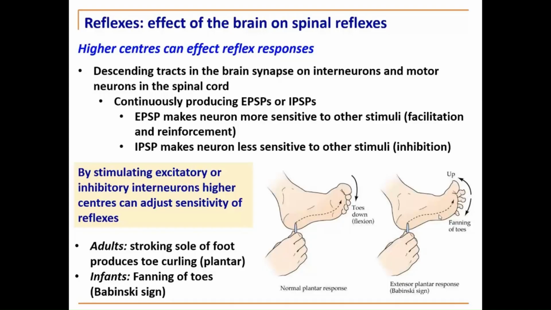In other words, infants are born with fanning of the toes, but as the descending motor pathways develop, the Babinski sign starts to disappear. But if either the higher centers or the descending tracts are damaged, then the Babinski sign can reappear in an adult. As a result, this reflex is often tested if CNS injury is suspected. You would expect to see a normal plantar response, so the toes would go down. You might suspect injury if you're getting fanning of the toes.